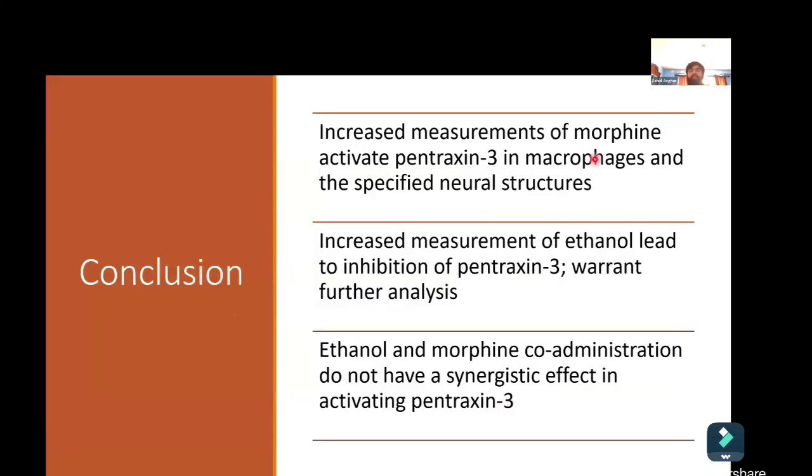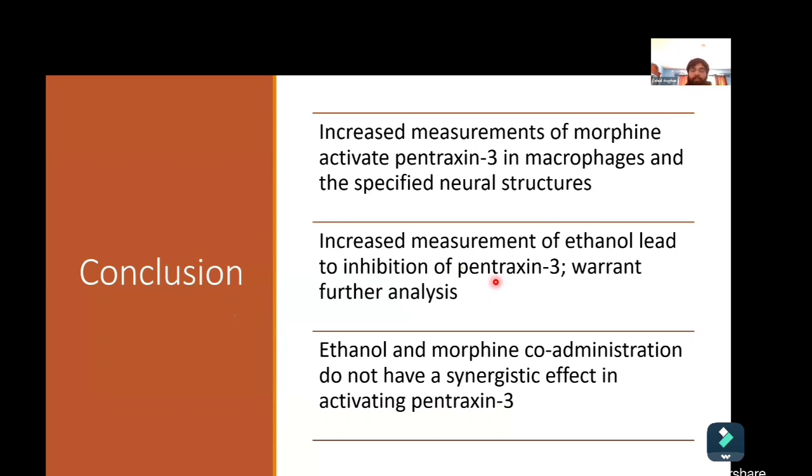So in conclusion, we can say that increased measures of morphine do in fact activate pentraxin 3 in macrophages and these specified neural structures such as the brain, neurons, etc. The same cannot be said for ethanol, however. We cannot say that it led to the activation of pentraxin 3, more so it led to the inhibition of pentraxin 3. And it would warrant further analysis because there were a lot of cases where there was no predicted activity.